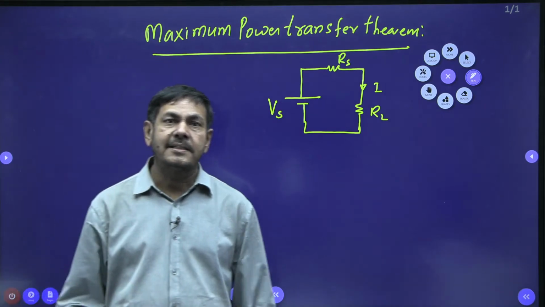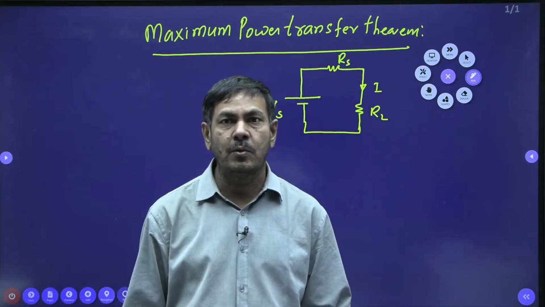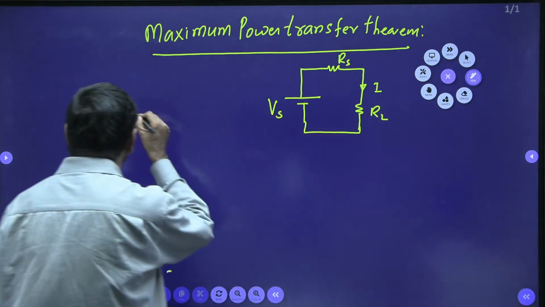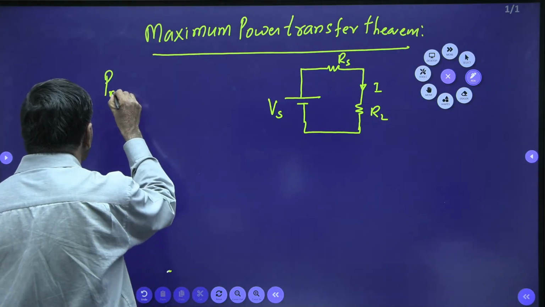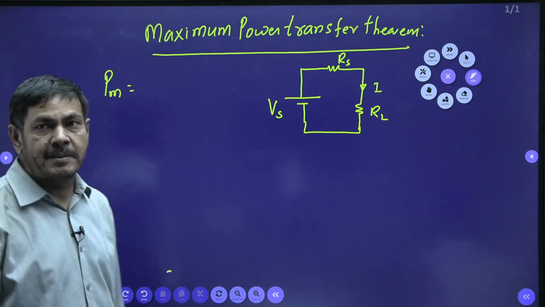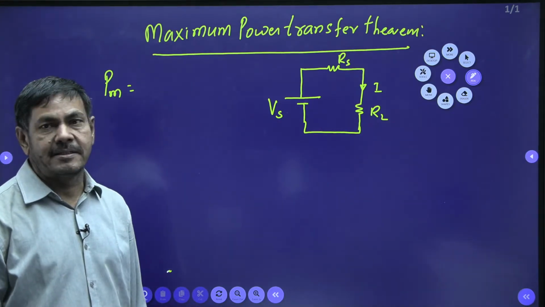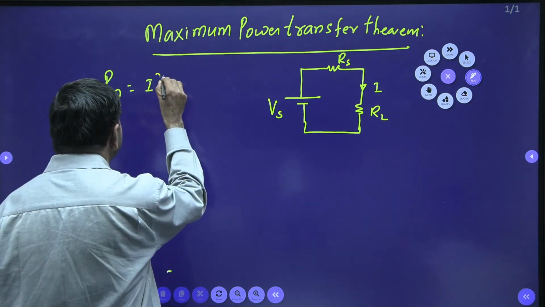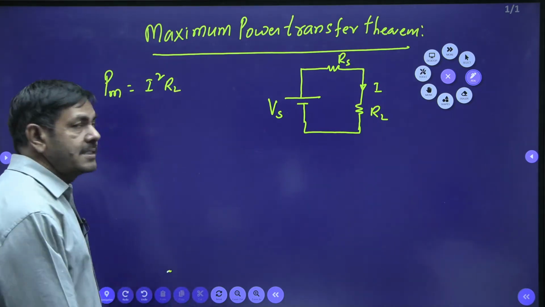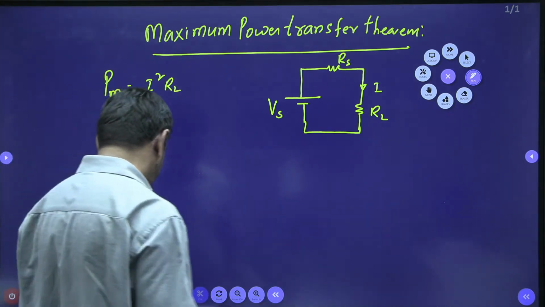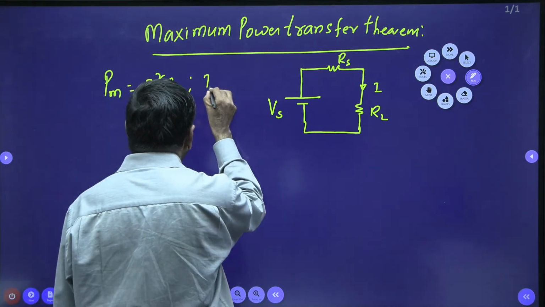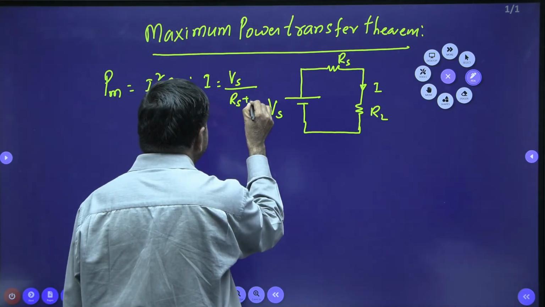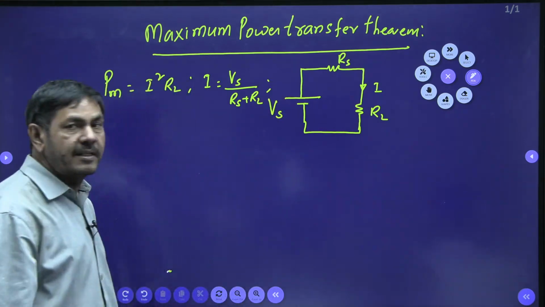When maximum power can be transferred across the load is what is important. The power transferred to the load, the load being RL, is I square RL. What is I? The current passing through the network, which can be written as Vs by Rs plus RL.